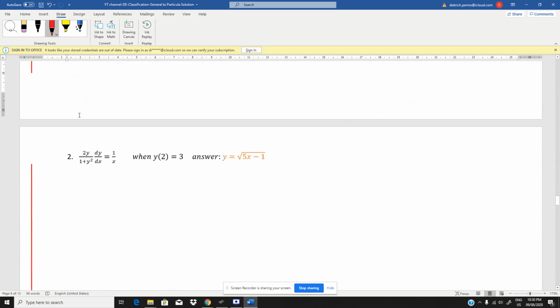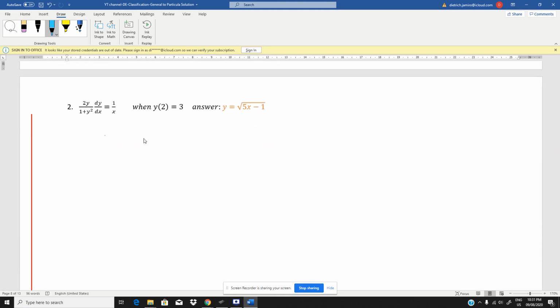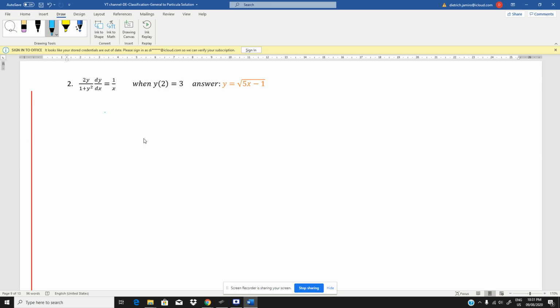Next problem. So I'll just change my ink. Our next problem is a more complicated one. We are given that 2y over 1 plus y squared dy over dx equals 1 over x, when y of 2 is equal to 3, meaning we will substitute this one for x, then this one for y. We have an answer, y is equal to square root of 5x minus 1.